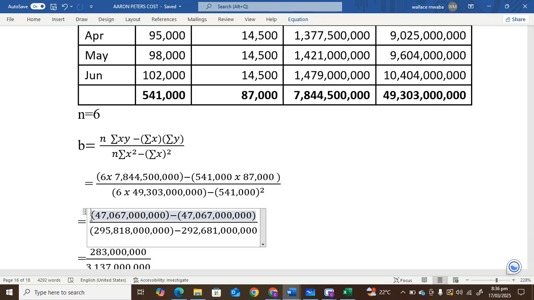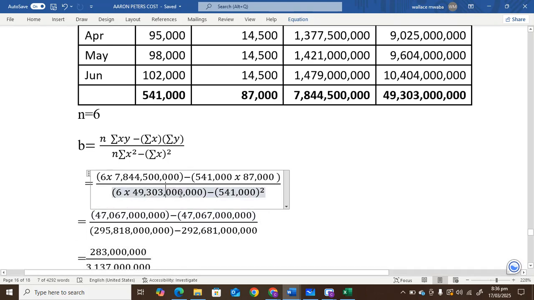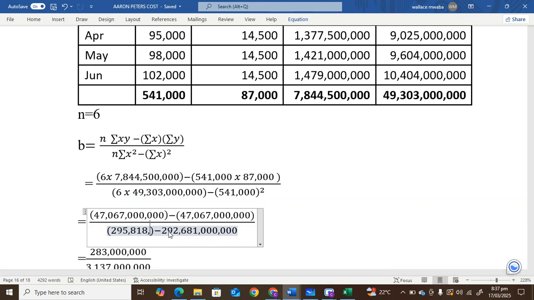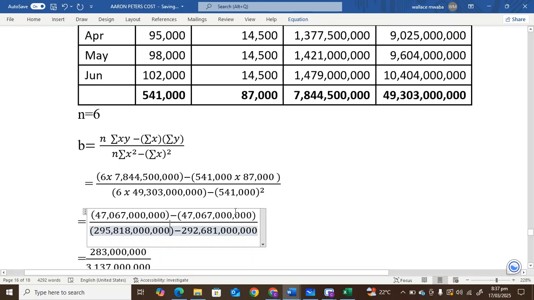We go to the next one. 6 times 49,303. You're going to get this figure, 295 billion 818 million. 541,000 squared, you're going to get this number here, 292,681,000,000.